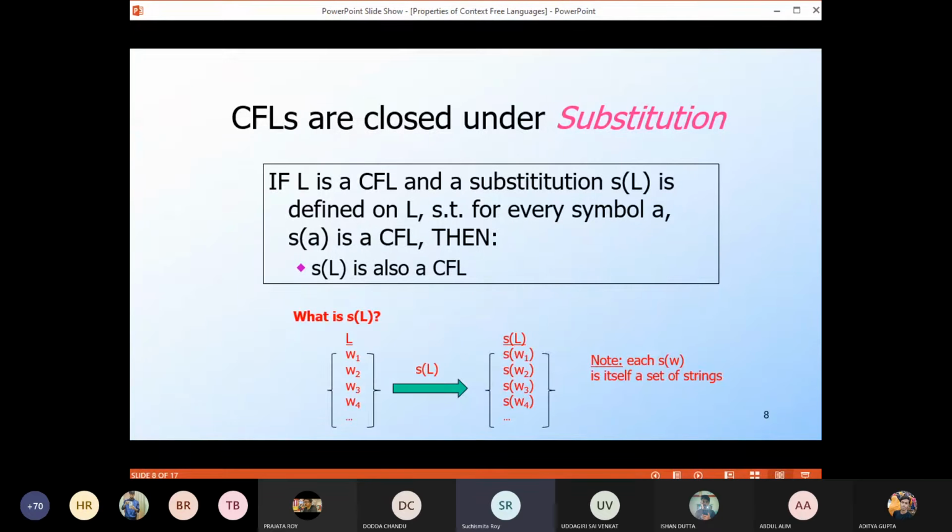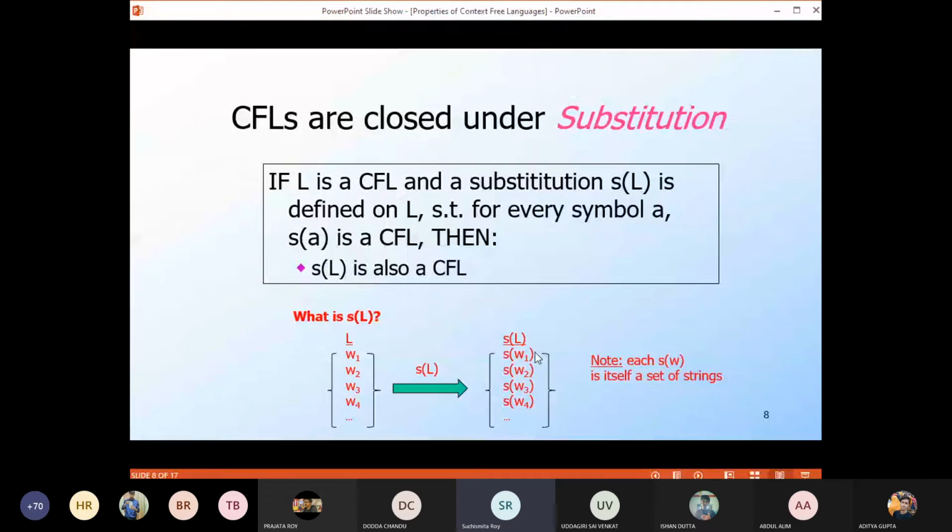So what is S(L)? This L is a context-free language, which is nothing but a collection of strings. Now we know how to apply substitution on a string. So every language produced by this substitution of every string, so for W1 you have S(W1), W2 you have S(W2), and so on. So remember these substituted S(W), is also a collection of strings.